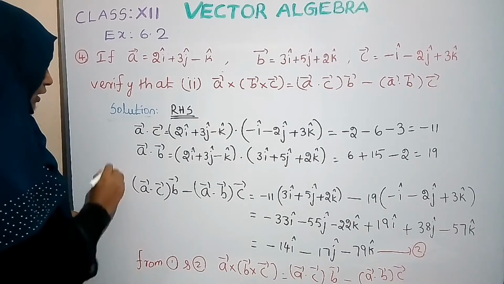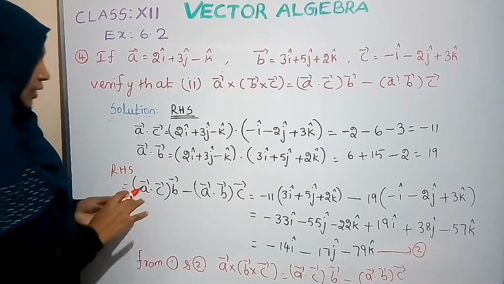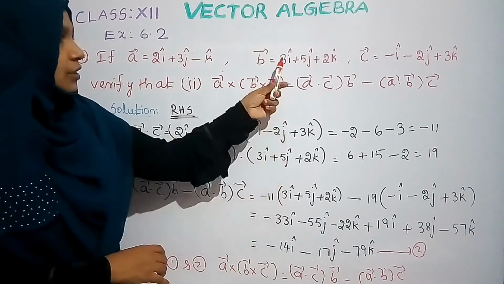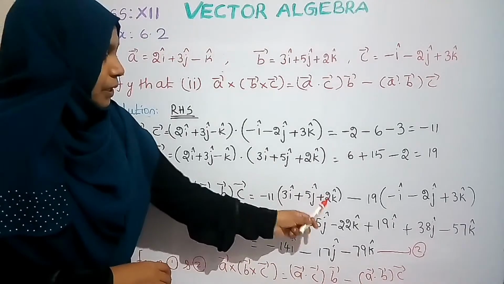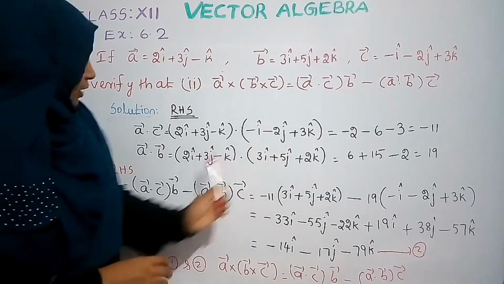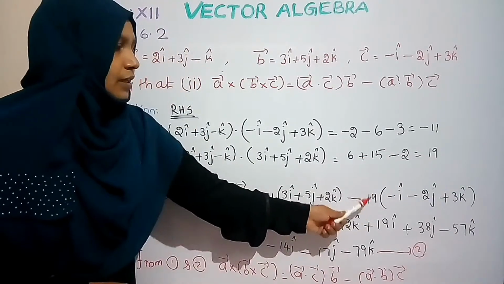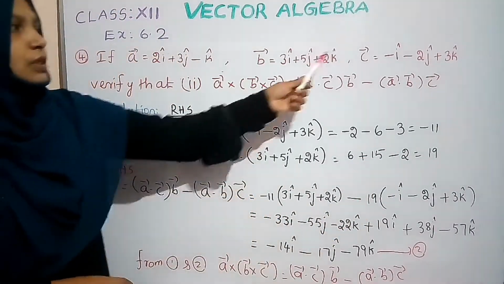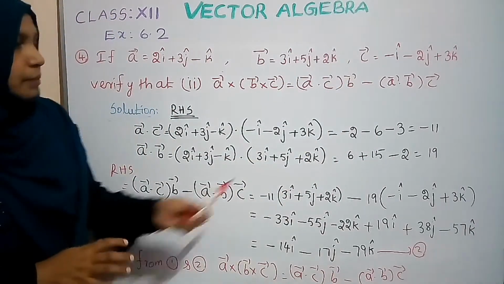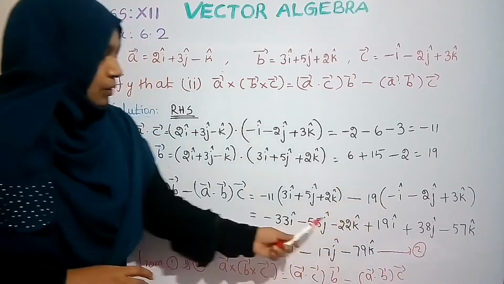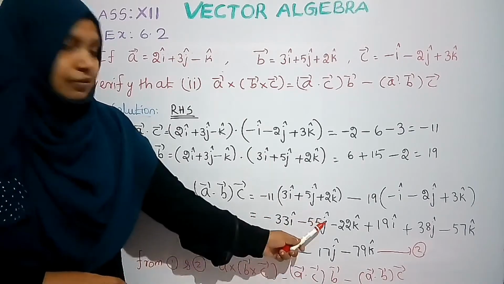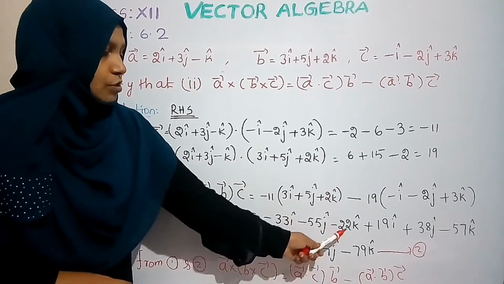This is actually our RHS expansion. A vector dot C vector only, minus 11 into B vector, which is 3i cap plus 5j cap plus 2k cap, minus A vector dot B vector. That only we calculated now. It is 19. So 19 into C vector. What is our C vector? Minus i cap minus 2j cap plus 3k cap. So write that C vector value and then multiply. Minus 33 i cap, minus 11 into 5, minus 55 j cap, minus 11 into 2, minus 22 k cap.